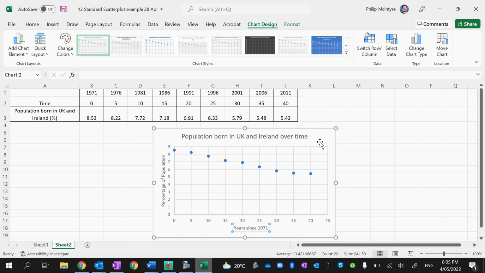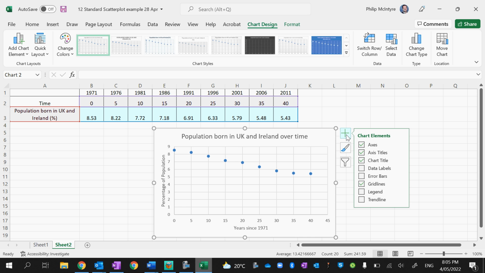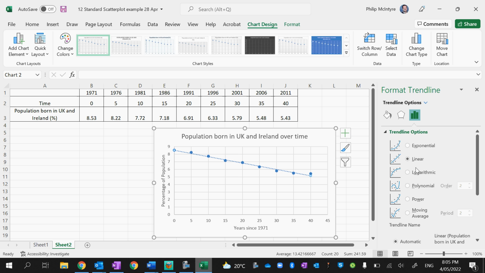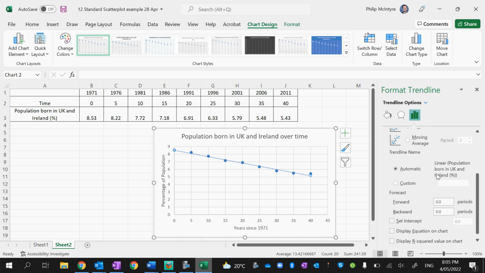Okay, we're going to add a trend line. Here's how you do it. You go to the plus, go to trend line. You can click that box, but I want to show what the equation is. So we're going to click that and go more options. We've got a linear trend line, not an exponential, other things like that. We want linear, and it's very clearly linear, by the way. And so we've got that.